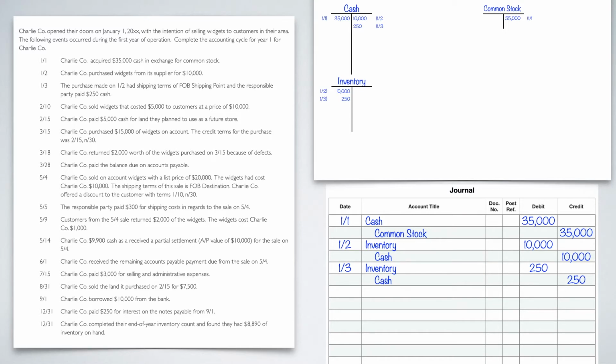So a couple things going on here. We sold these at our sticker price of $10,000. These widgets that we sold cost us $5,000. So we need to do our journal entry for this. Remember, it's selling inventory, so it's a two-part journal entry. So first things first, is cash affected? Yes, our cash is affected. So I'm going to start with that.